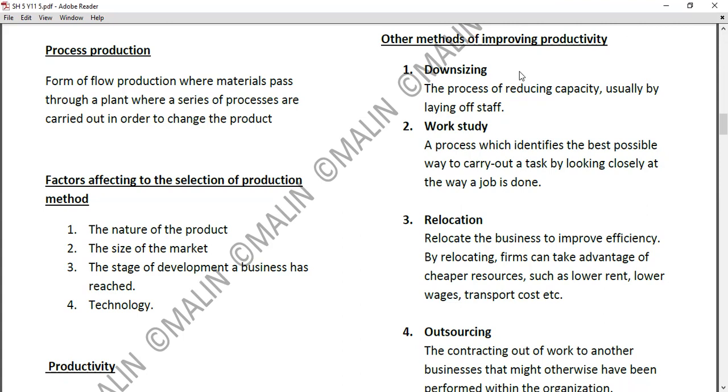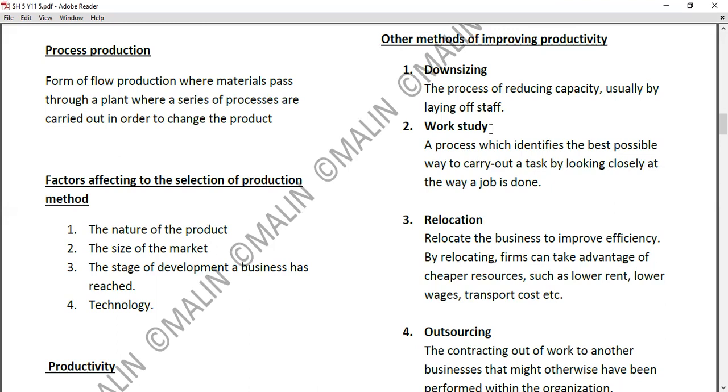Some staff redundancy programs were introduced. A lot of airlines downsized, reducing the number of staff members in different divisions: crew members, pilots, catering staff, baggage handlers. So many staff members were made redundant during that time period. So temporarily they are doing this downsizing method. This is a kind of flexible working, where you can increase the labor size and you can decrease the labor size. It's called downsizing, reducing capacity by laying off staff, making them redundant.